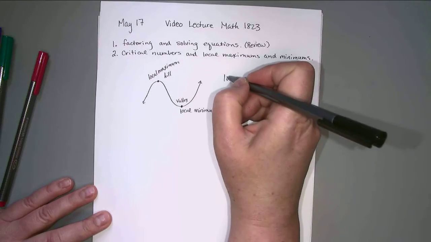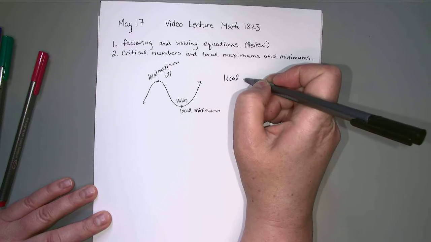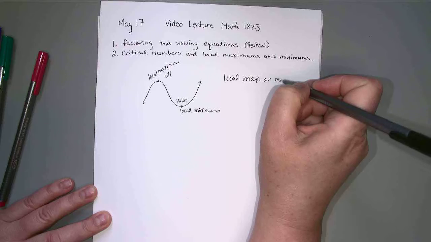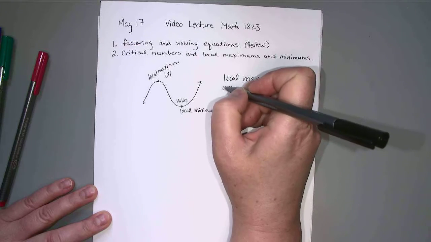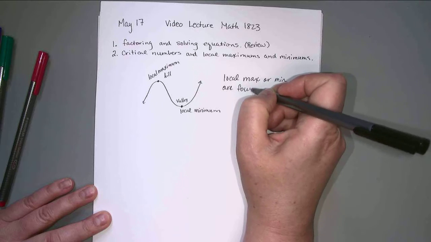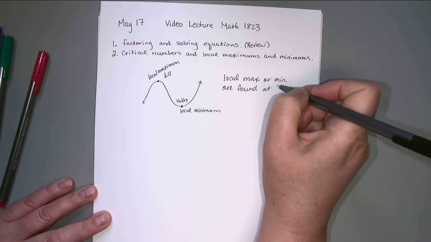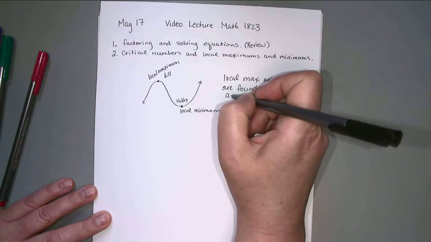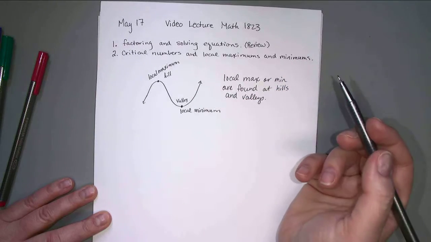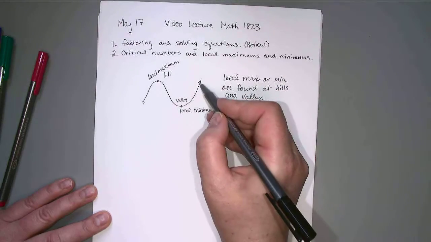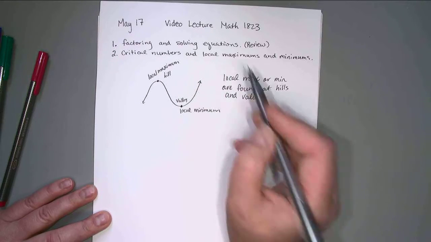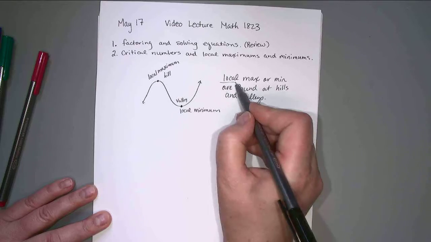Now, a local max and min are found at hills and valleys. Okay, they're not necessarily the highest point on the graph. Like you see, this goes up higher, so it would be higher than the max. Over here, that's not a local max or min.